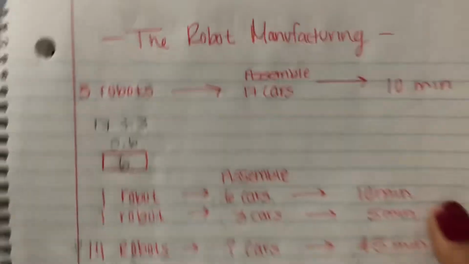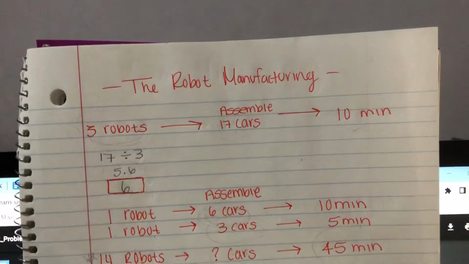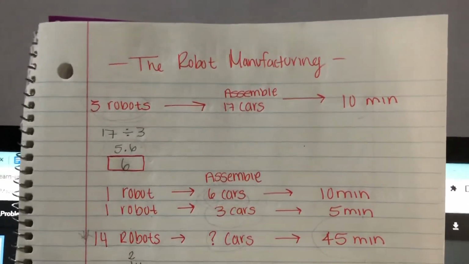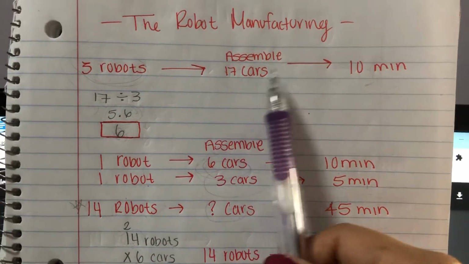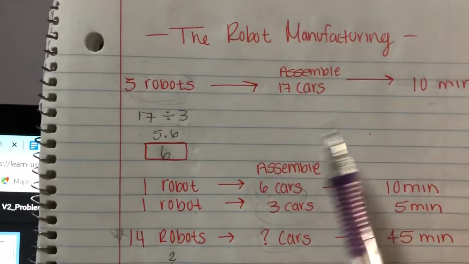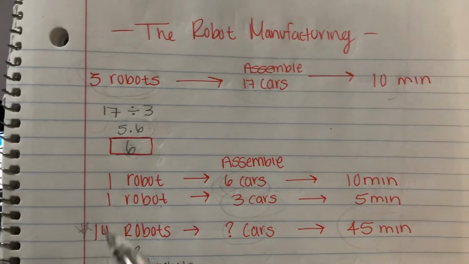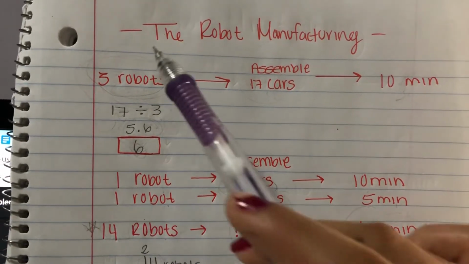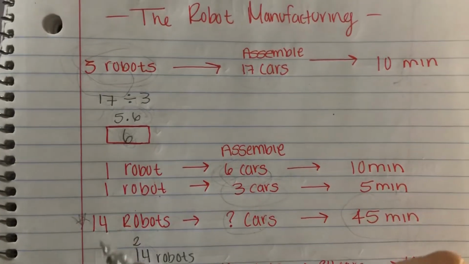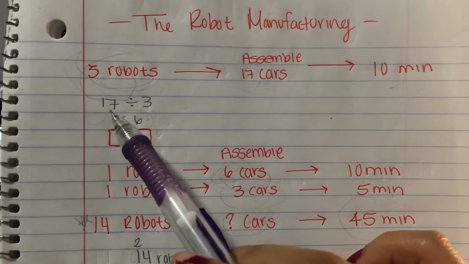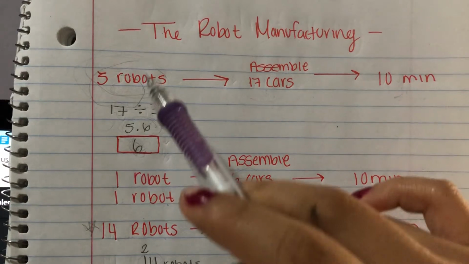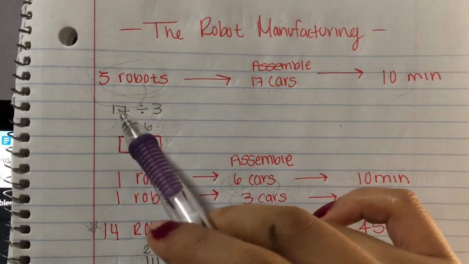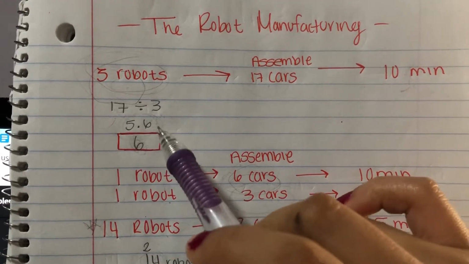So in order to solve this problem, the first thing I did was rewrite the information that was given to us. And we know that 3 robots can assemble 17 cars in 10 minutes. But first I wanted to figure out how many cars can be assembled by each individual robot. So I divided 17, which is the total number of cars assembled in 10 minutes, by 3, which is the total number of robots. So 17 divided by 3 equals 5.6.